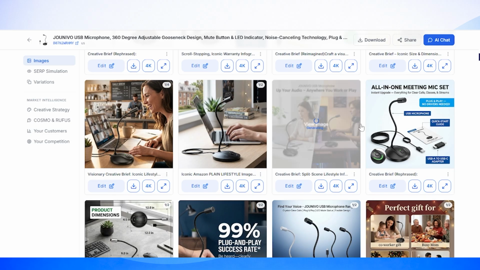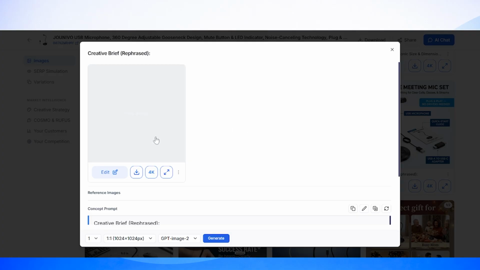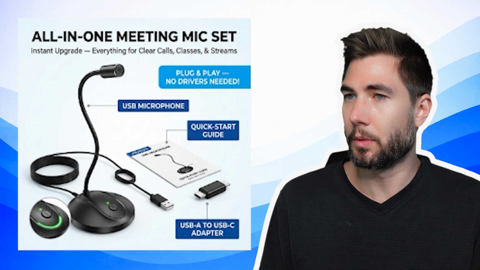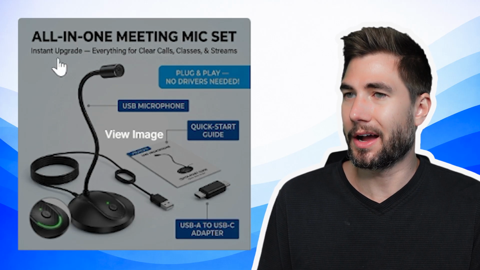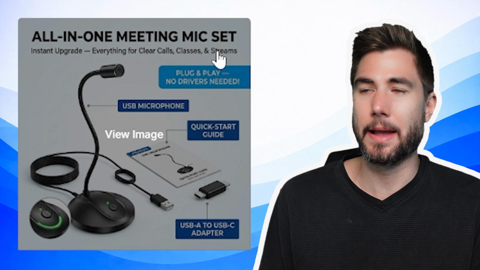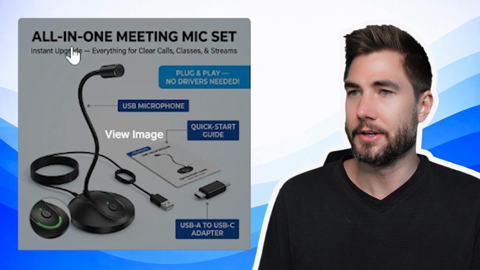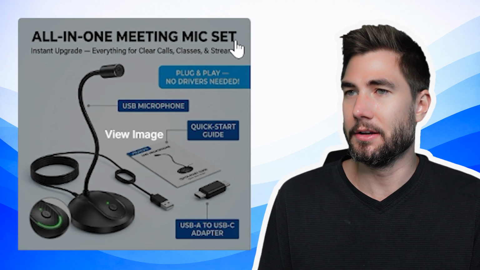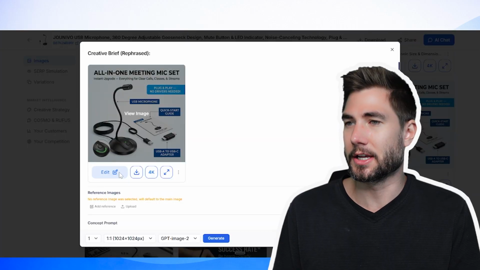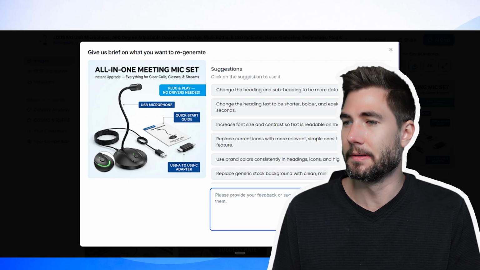Okay, and I think we just have one more here. This is the inclusions guide, so all-in-one, instant upgrade. I don't like having these extra subheadings when they don't add anything else, so I'm probably going to remove that. It's just saying everything that you need. So I'm going to change the copy on this, and I think everything else is pretty solid.